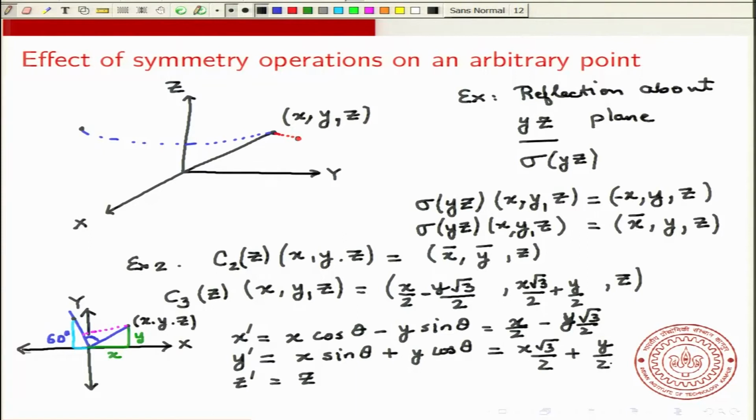Now, this way you can work out all the symmetry operations. For example, if you invert about the origin, using 0 0 0 as the point of inversion, and if you invert this point x y z, you can easily see that it goes to minus x, or in the notation that we have been using, x bar, y bar, z bar.